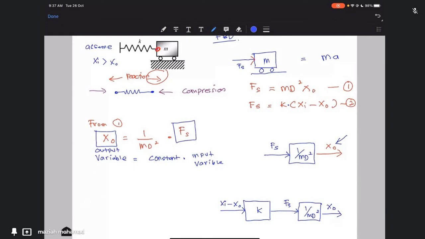Now we need to solve for xi minus x naught. Here we don't have any equation because it's just an operation. So xi minus x naught is a minus operation, or it could be an add operation, but this one is a minus operation. If you see a term that contains a minus or plus sign, then you're going to draw a summation point. This is what we call a summation point.